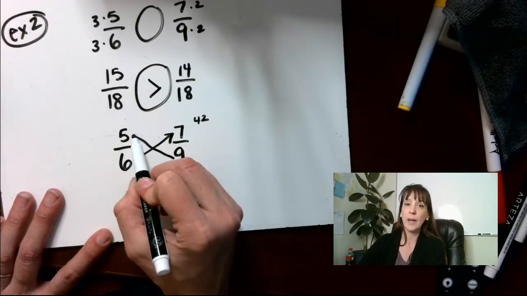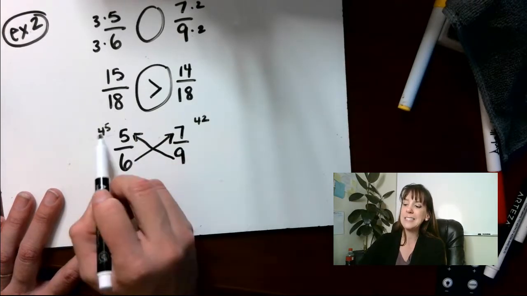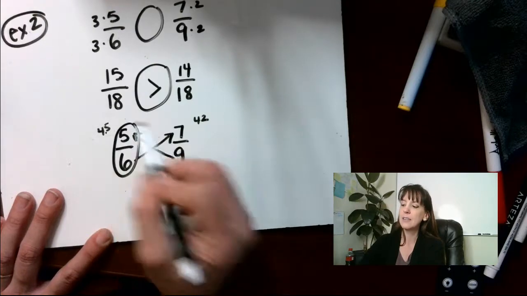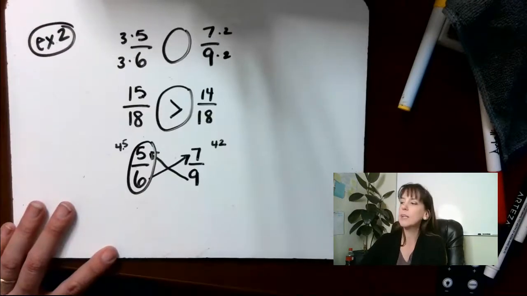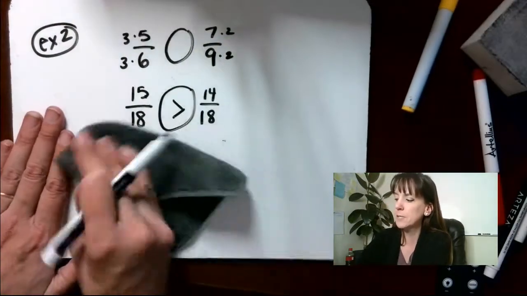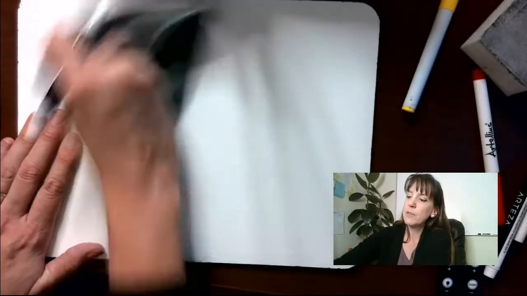Go this way to this way, I would have 45. This number is larger, therefore this guy is larger as well. So that's another way to compare fractions if you didn't want to put them into common denominators. But do whatever the book tells you to do, please and thank you. All right, so let me see about example number 3.